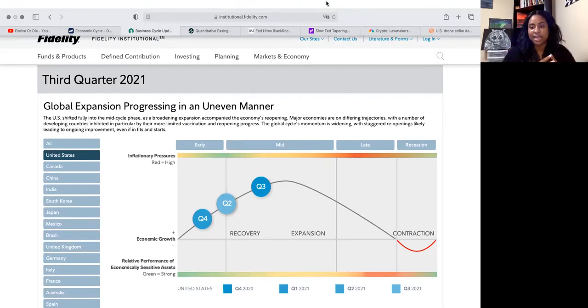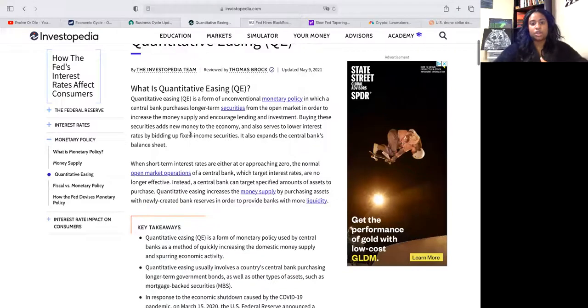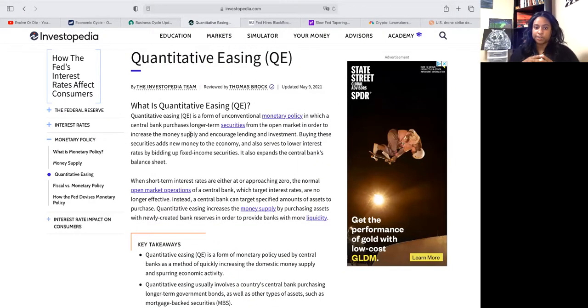And there's a lot of things that also contributed from a monetary standpoint during this phase between Q4 of 2020 and Q1 of 2021. And we're going to talk a little bit about some monetary policy now. We're going to talk about quantitative easing. So quantitative easing is a monetary policy in which a central bank, ours, i.e. the Federal Reserve, purchases long-term securities from the open market in order to increase the money supply and encourage lending and investment. So what does this mean? Essentially, quantitative easing is basically the reverse of tapering.